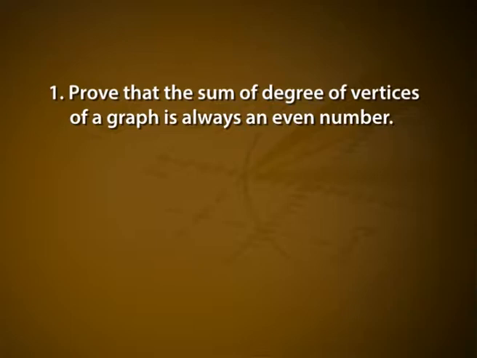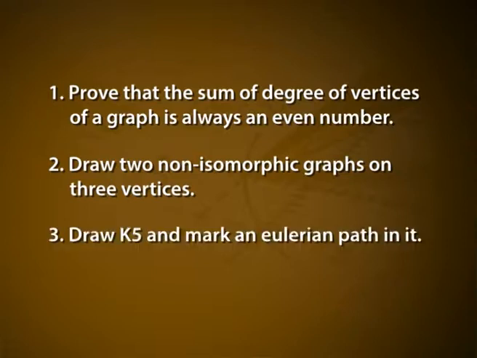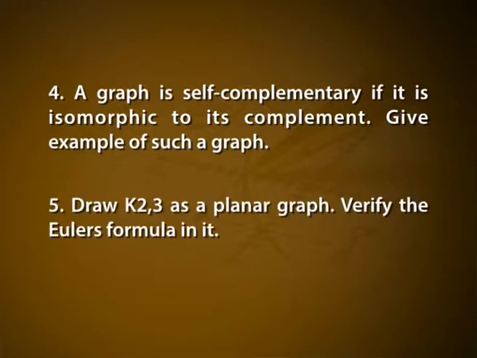The following questions are provided for testing yourself. First, prove that the sum of degrees of vertices of a graph is always an even number. Next, draw two non-isomorphic graphs on three vertices. Next, draw K5 and mark an Eulerian path in it. Next, a graph is self-complementary if it is isomorphic to its complement. Give an example of such a graph. Next, draw K2,3 as a planar graph. Verify Euler's formula in it.